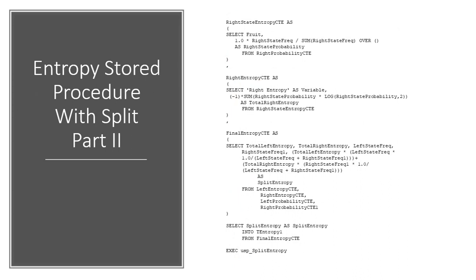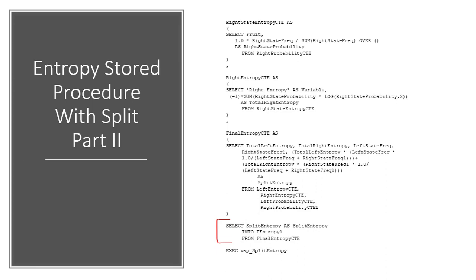Here's the second part. It's in the same stored procedure, and it calculates all the way here, calculating the entropy, and then we put that value, that split entropy value, into a table. And so we select that into T entropy 1.